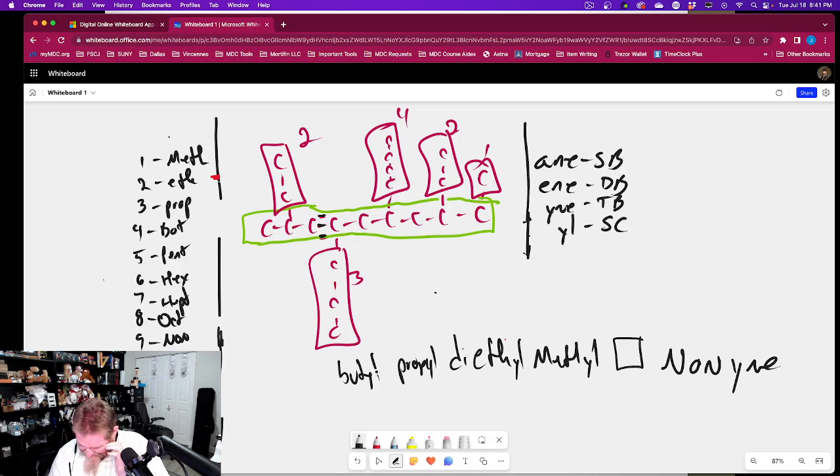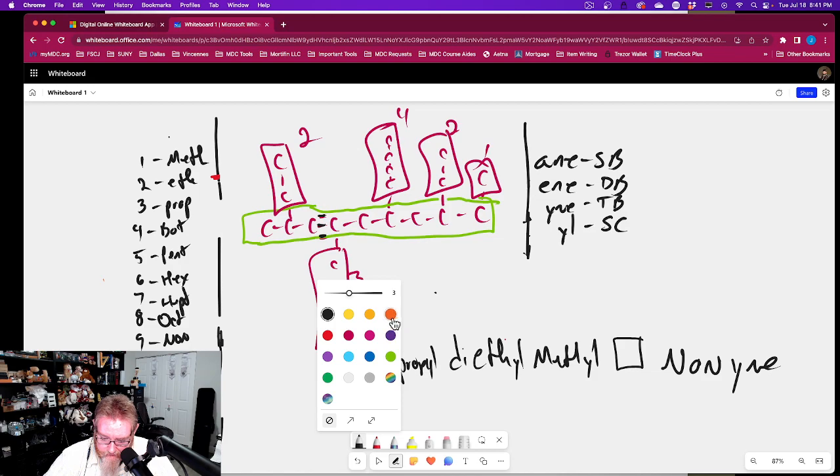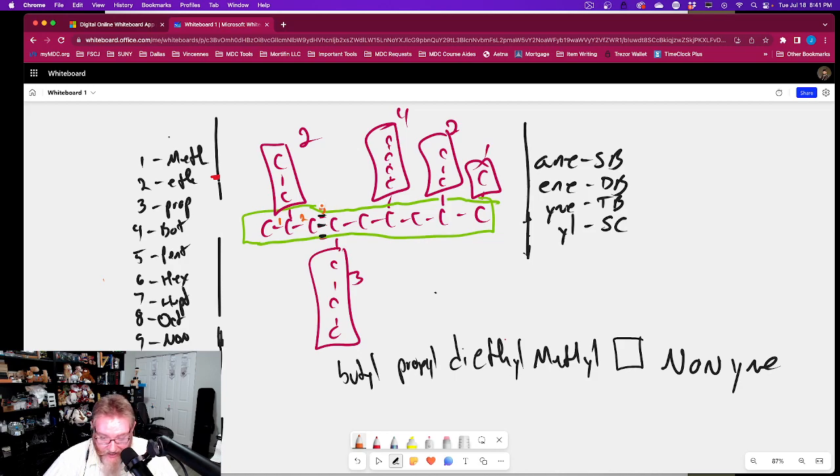Now comes the fun part. Oh my God, where are all these numbers? Deep breath. Count the bonds. 1, 2, 3. We already know if we have a chain of 9, 3 is going to be the smallest number because counting the other way is going to give us something larger. So we already know this is 3 nonyne. Or 3 nonyne, I'm sorry. 3 nonyne.